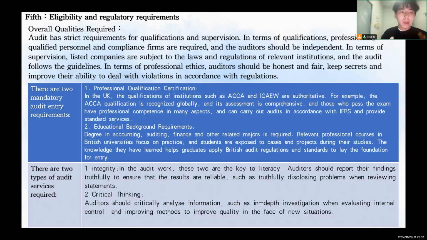And the audit services requirement. First is the integrity, and the second is the critical thinking. Auditors should think critically and correctly analyze information through in-depth observations, evaluations, interaction, knowledge, and improved methods to improve the quality and face new situations, and truthfully report the findings during the audit and ensure they are reliable, such as truly reporting related problems when reviewing statements.